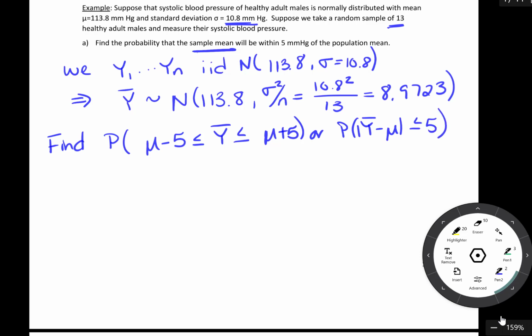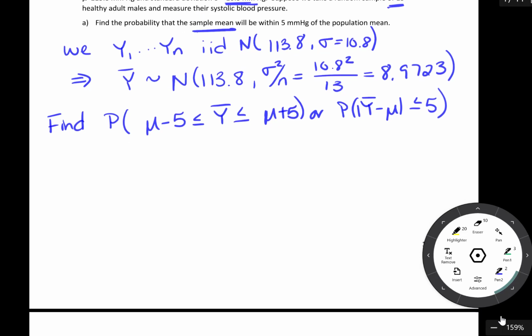Either of these are the same. So notice what we could now do is, since we know the distribution of y bar, we could use this to find this probability. There's two different ways that we could do this. We could work with the distribution of y bar, but that's going to be a little bit more difficult here because notice we do have that unknown value mu. So one way to take care of this would be to subtract mu off throughout.